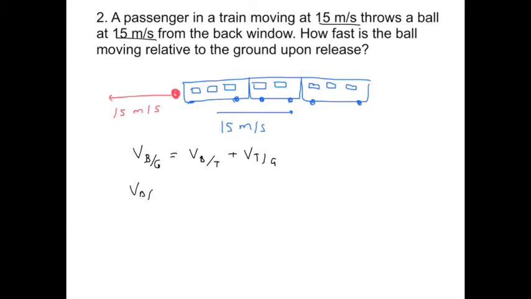So v b over g. The velocity of the ball relative to the train, if we're throwing it out at 15 meters per second, we'll call it negative 15 because it's going out the back in the opposite direction. Plus velocity of train relative to the ground, well, the train is moving forward at 15 meters per second. We'll call that positive 15. We get that the velocity of the ball relative to the ground is 0 meters per second. So to an onlooker by the side of the tracks, upon release, the ball would be moving at 0 meters per second.